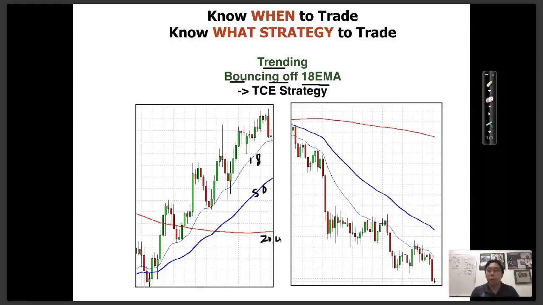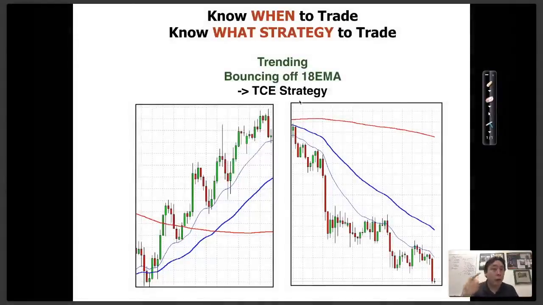So again, notice the pattern. The price is bouncing off the 18. There you go. Boom, boom, boom, bouncing off the 18. So once I see that pattern, I trade the TCE strategy only, not the bounce. I tend to trade the bounce strategy only for a 50 bounce. But if it's an 18 bounce, I tend to prefer the TCE strategy.